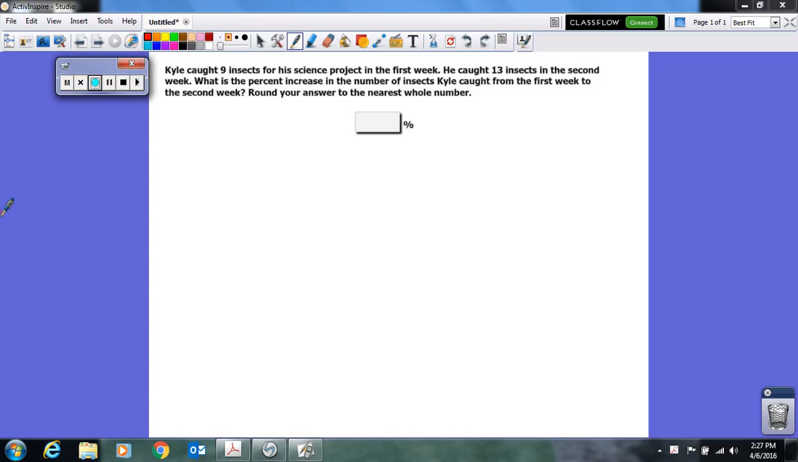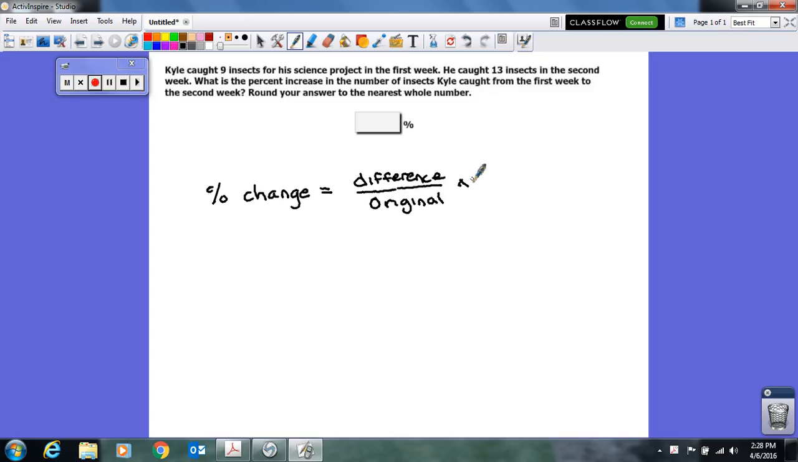So we need our percent change formula. Write that down, the percent change formula is one from a previous question on this test. So if you can recall, the formula looks like this. It is the difference divided by the original. And then you have to multiply your answer by 100 to turn it into a percent.